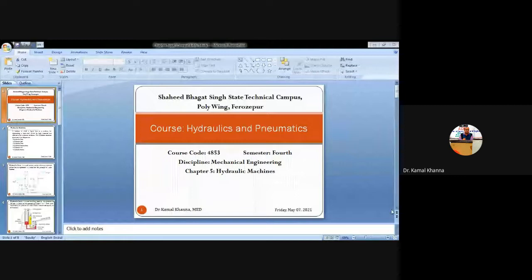The machines which use liquid or hydraulic oil as a medium for transmitting force and power, and hence generating high pressure, are referred to as hydraulic machines. With the help of this high pressure, we are reducing human effort and also increasing the efficiency of the work.